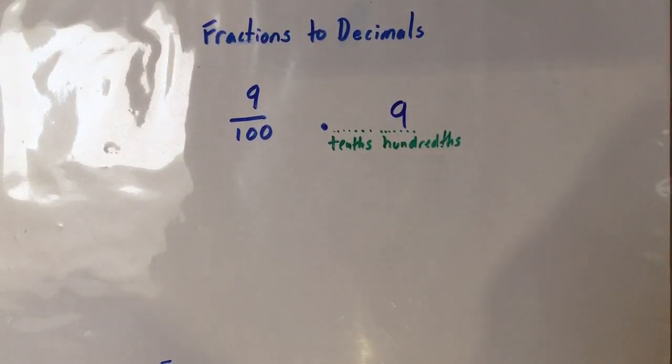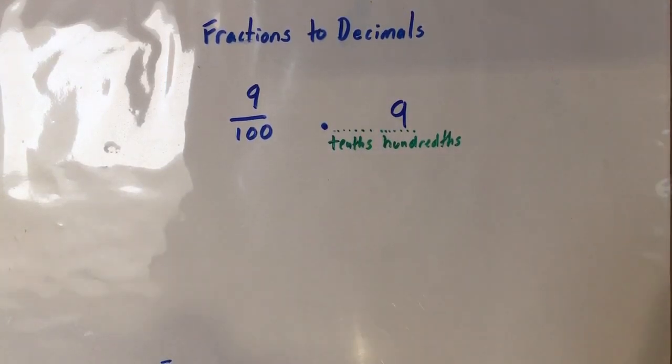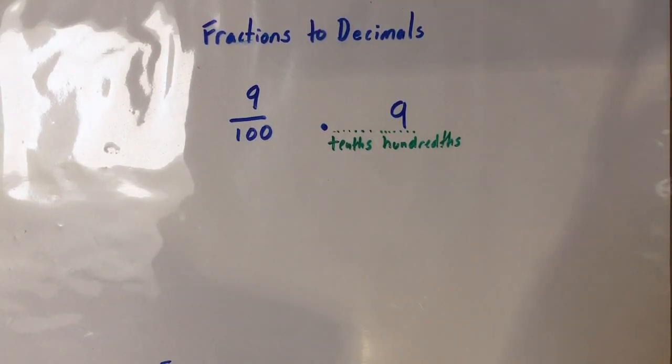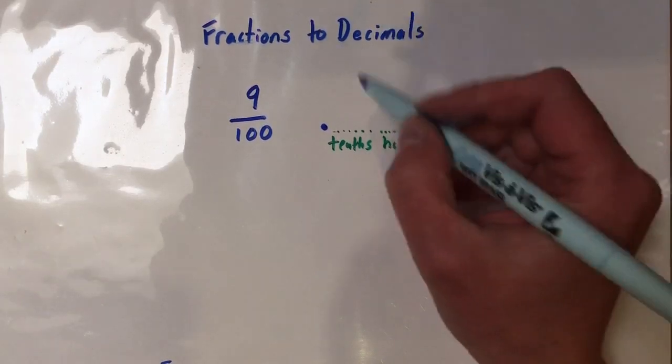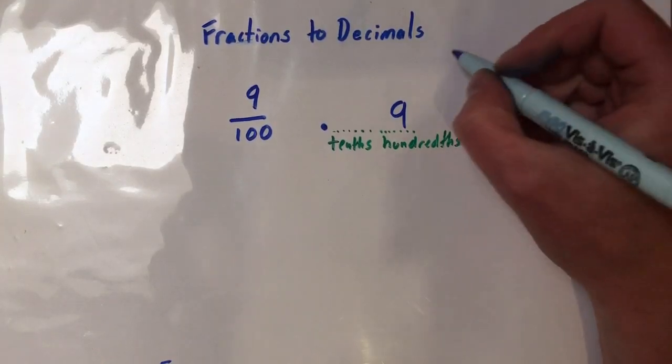9/100ths. But this is not a good looking number because I'm just missing something here. I have a huge blank space. I need to fill it in. Well, let's think about this as money. 9/100ths is the same thing as 9 pennies. This is a nice thing to think about when you're dealing with hundredths, is to think about pennies and money.